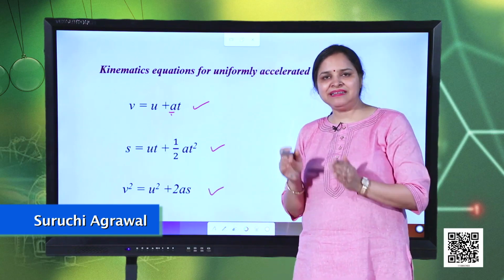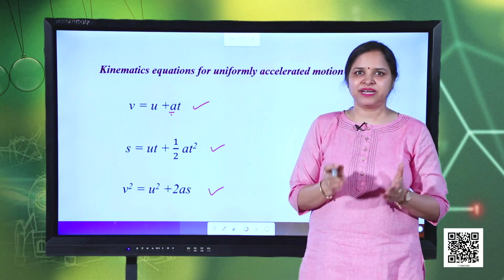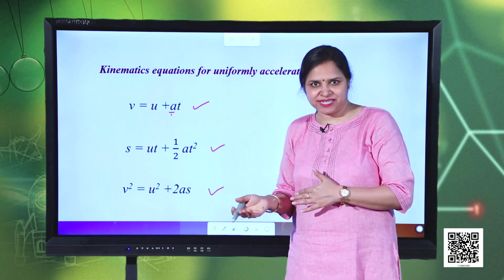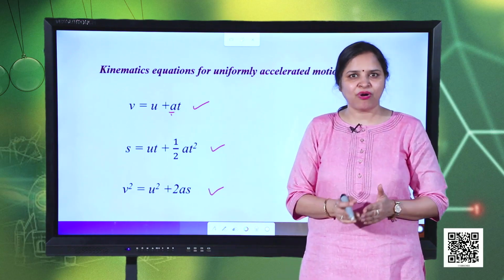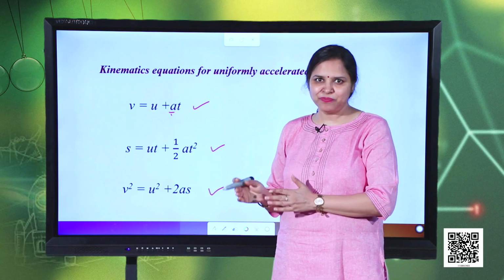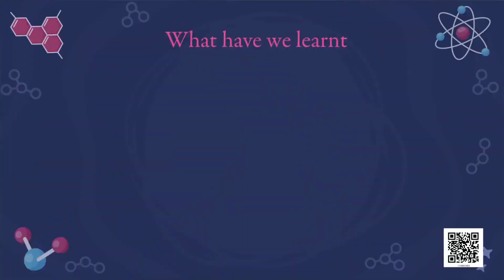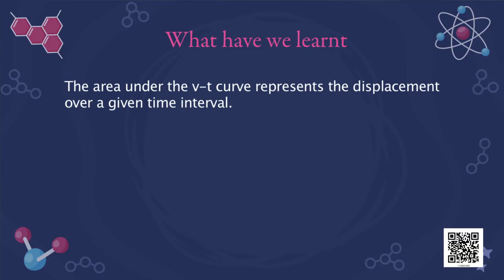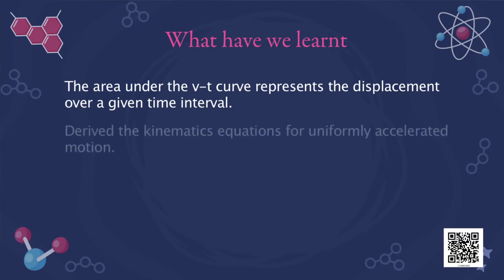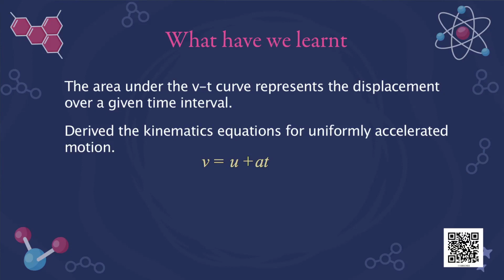So, we can use these three equations according to the requirement, according to the given situations in various examples of uniformly accelerated motion. Now, let us recall what we have learned today. We have studied that the area under the VT curve represents the displacement over a given time interval. Next, we derived the three kinematic equations for uniformly accelerated motion, which are v is equal to u plus at, s is equal to ut plus half at square, and v square is equal to u square plus 2as.